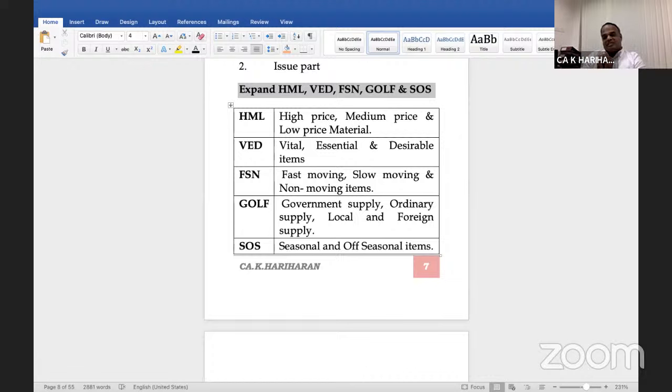First, they don't know the expansion of FSN. Thereafter, what to do with the question. So you should be strong. That's why you have to study linked with the theory. Everything linked with the theory only.